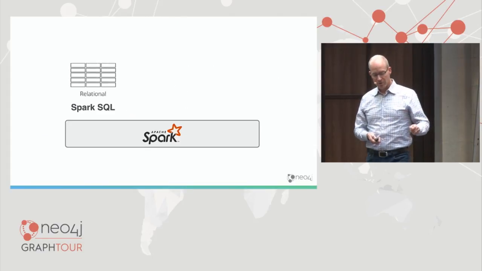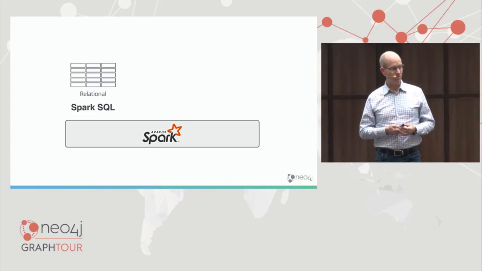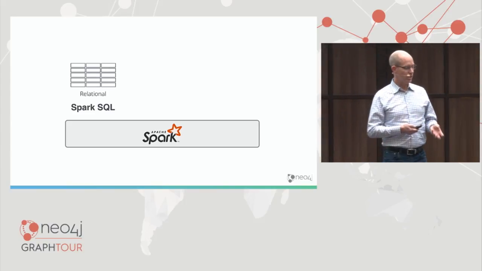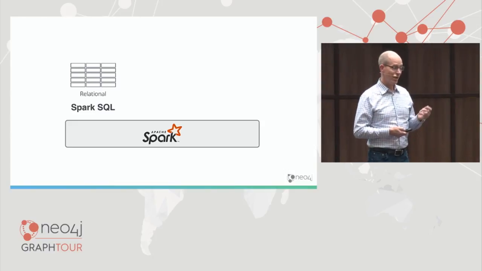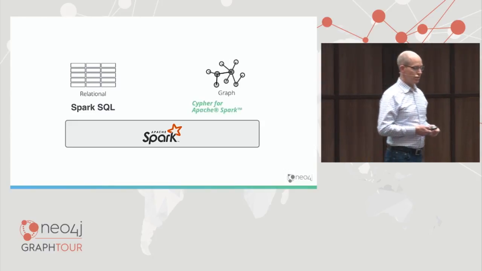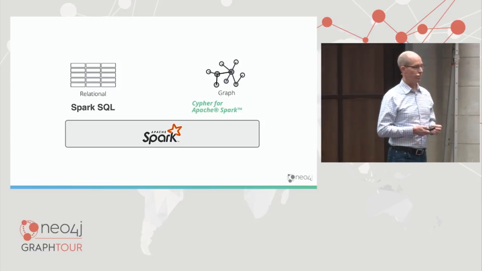As I said before, the fundamental idea behind Cypher for Apache Spark is that whereas Spark SQL is the language for dealing with the relational data in Spark, Cypher for Apache Spark is the language for dealing with graphs in Spark.